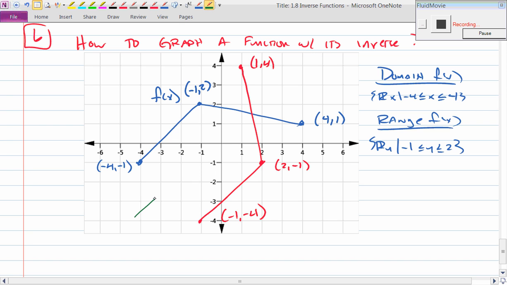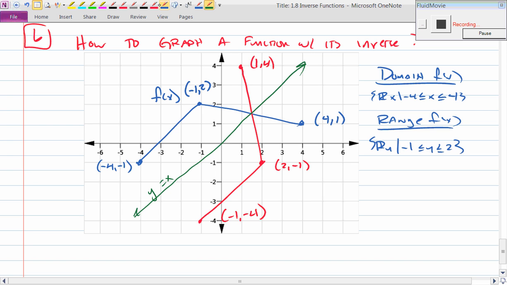And notice that if I were to reflect this line over the line y equals x, I'd have the inverse function. Now, is this necessarily a one-to-one function? No, because it doesn't pass the horizontal line test. But it does have an inverse, right? But it's not one-to-one.